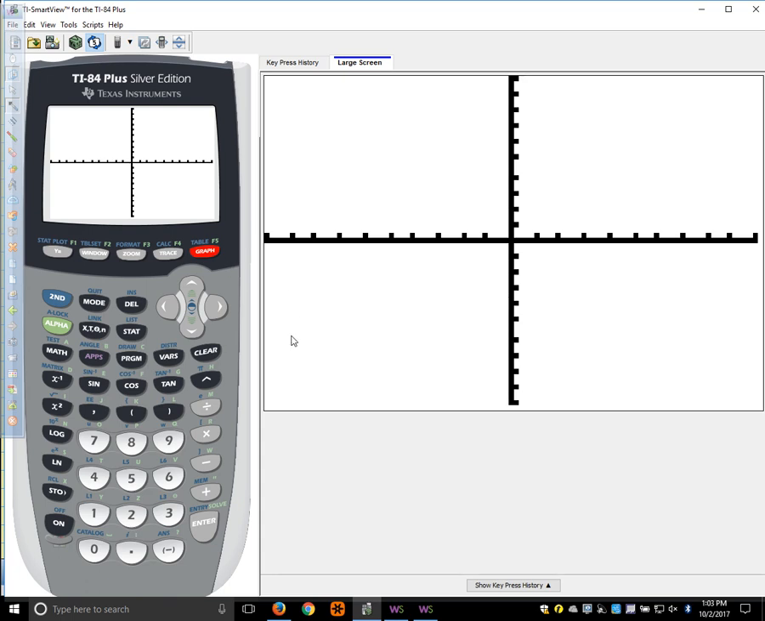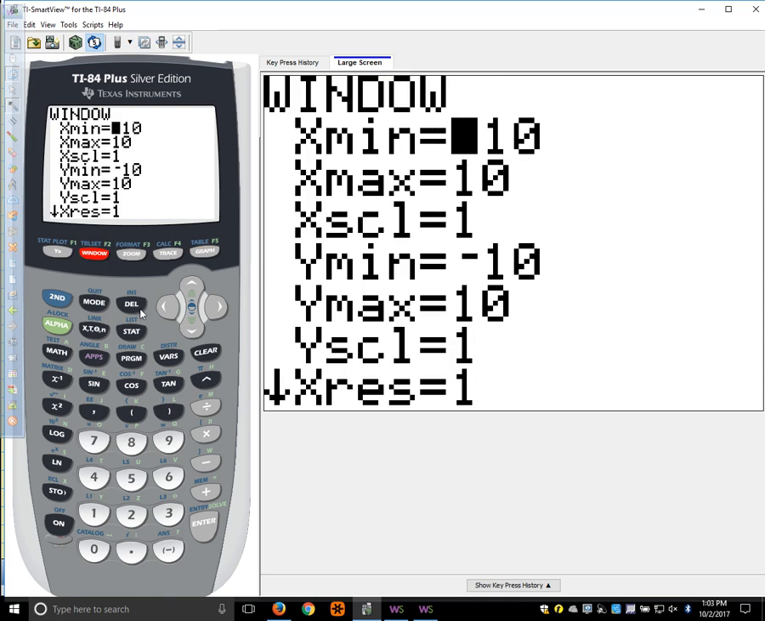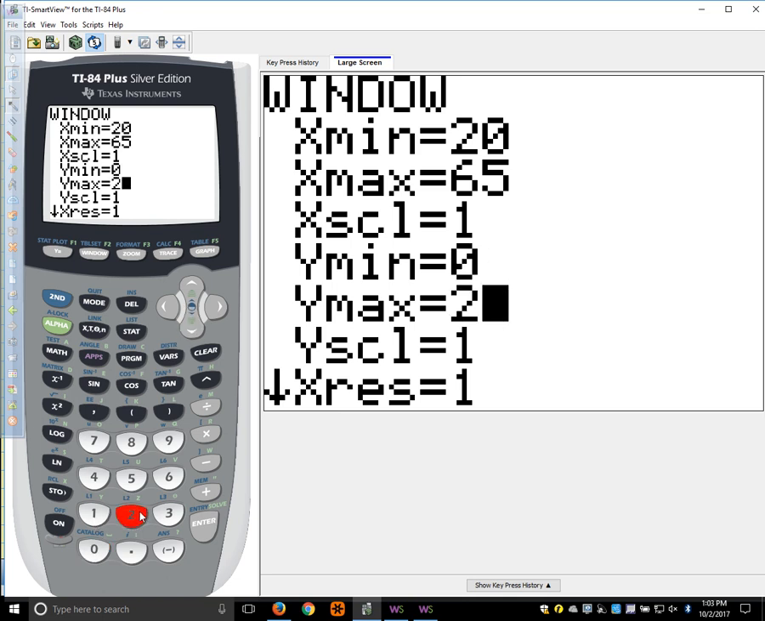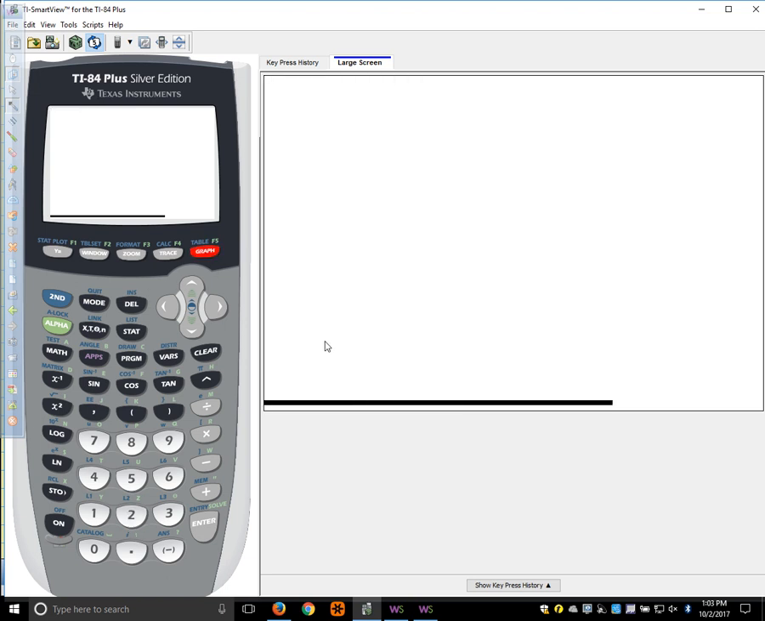Graph. Well, I don't see anything. That's because my x values go from 23 to 61, and my y values go from 0 to 0.5. So I'm going to set my window. I'm going to set this at 20, and I'm going to do this at 65, and I'm going to do the y from 0 to 2. And now I'm going to graph that. So there's my data. It kind of looks like a nice curve would model that data.